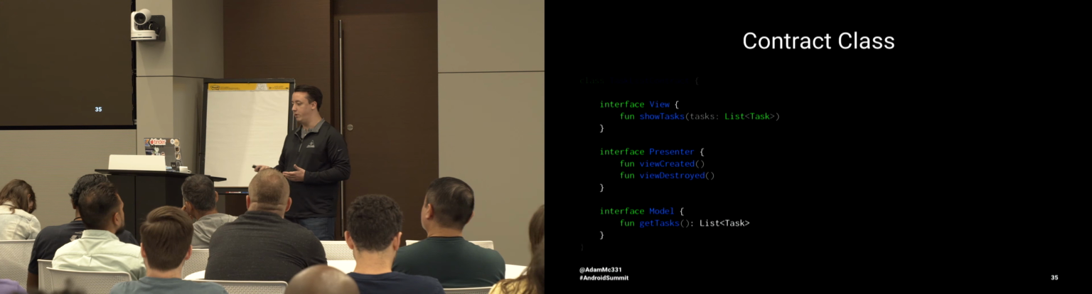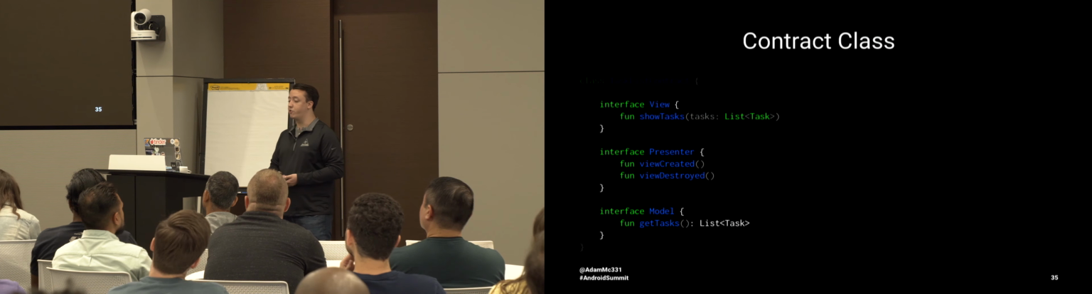So when we're implementing something like MVP, the first step we usually do is create a contract class. And inside there, we want to define the interfaces for each of our components. So here we have a view, and let's say we want to show a list of tasks, like a to-do list app. This is what we would use. Our view needs to be able to show tasks. We have a presenter, which needs to be notified when a view is created and a view is destroyed, and a model whose only responsibility is fetching those tasks.